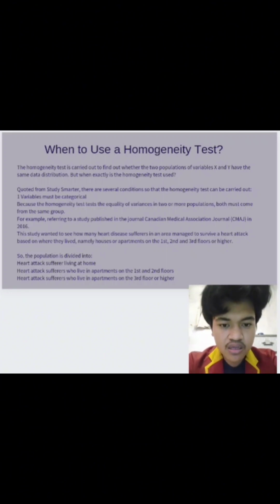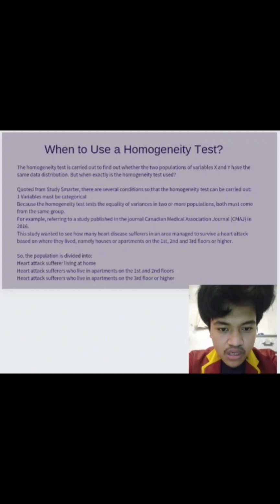For example, referring to a study published in the Medical Communication Journal. This study wanted to find out how much the choices differ in managing a heart attack based on where they live, namely a house or an apartment on the 1st, 2nd, and 3rd floors.